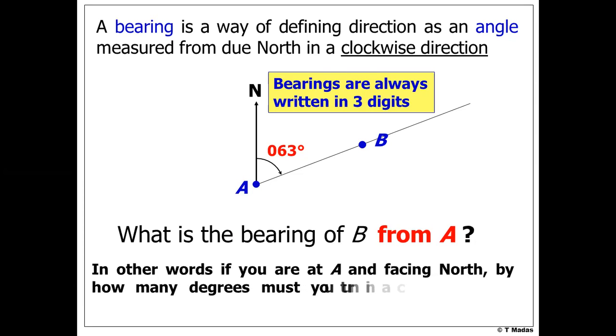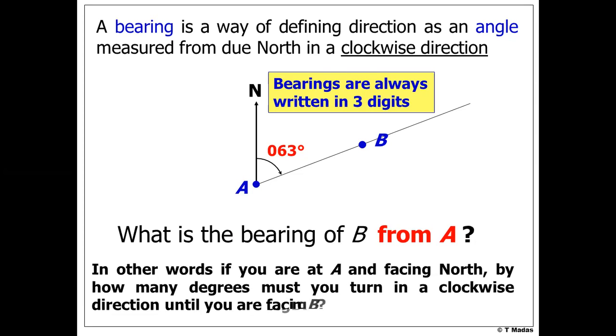In other words, if I'm standing at point A, facing north, by how many degrees must I turn clockwise to be facing point B? By 63 degrees, or 063 degrees.